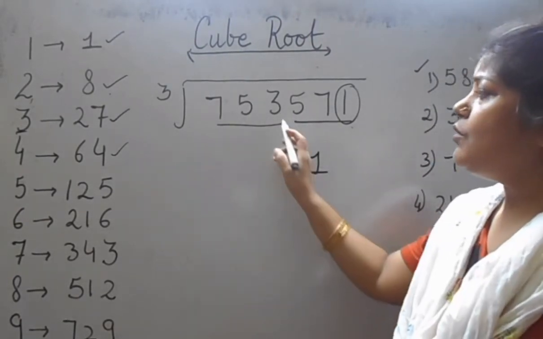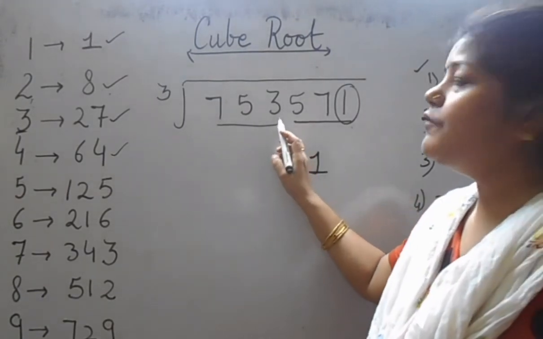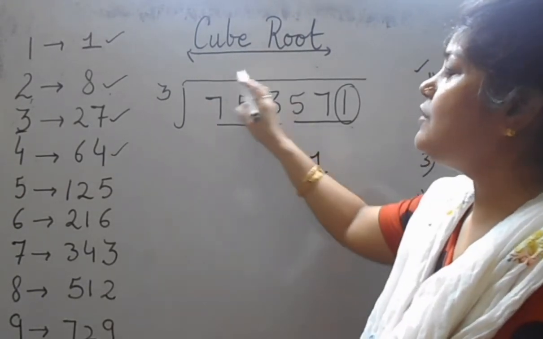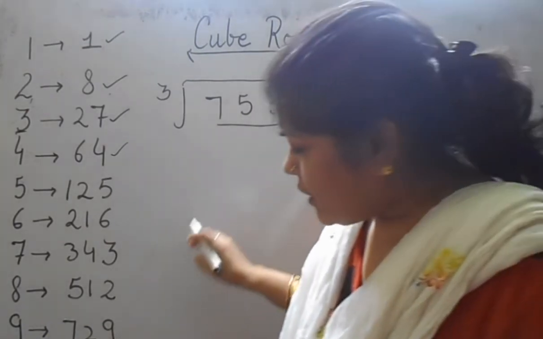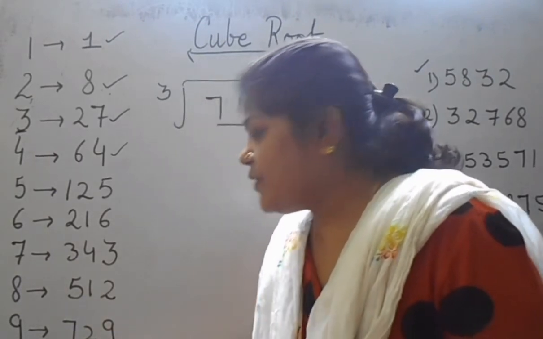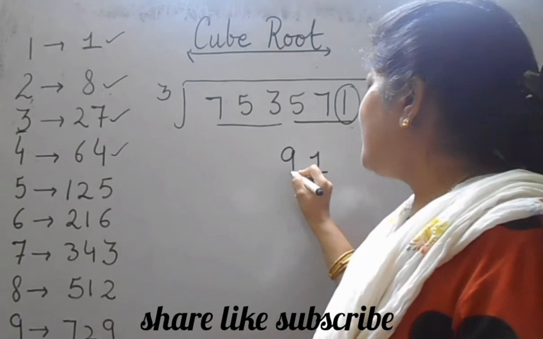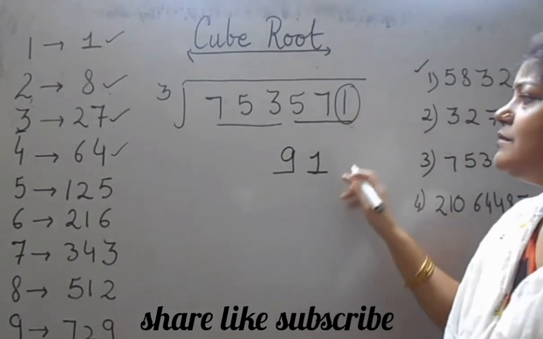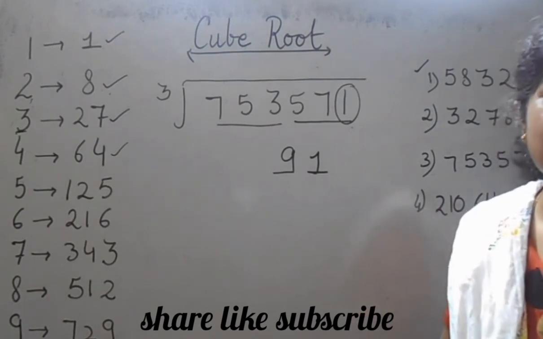Now for the other three numbers, we have to check the whole number 753. The cube of 10 is 1000, so it goes with 9. So the cube root of this number is 91. I think the trick is so easy.